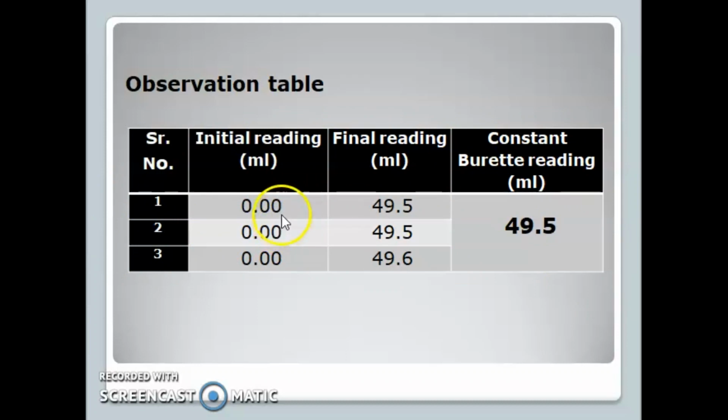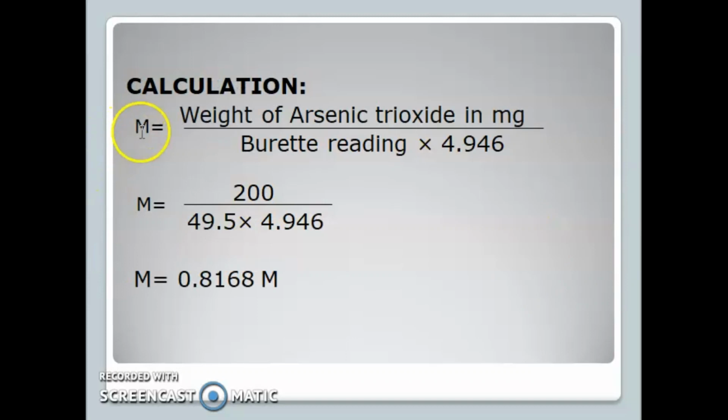As you have seen, every time we have made up the volume of our burette at 0 ml. So our initial reading is 0 ml and our final reading is: first reading 49.5, second reading again 49.5 and the third reading is 49.6. Now we have to take the average of all three readings, and that is 49.5 ml. So our burette reading is now 49.5 ml. Let us see further calculations.